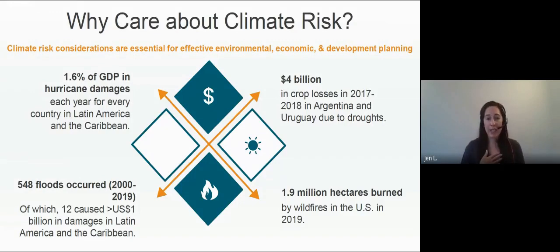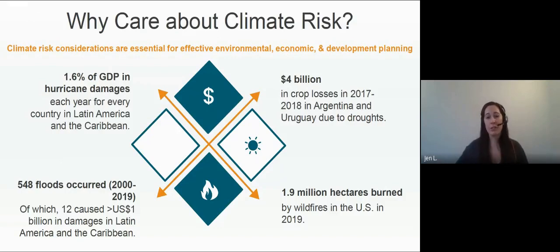In the US, where I live, and also where Rob lives, Rob is in California, I'm in Colorado, it's been a very fire-heavy year. We've had wildfires every week this summer. Obviously we don't have the numbers yet for 2020, but in 2019, we had 1.9 million hectares burned by wildfires in the US. I'm guessing that number is quite possibly going to be even greater by the end of this year. And last, just some more numbers to put on this, flooding.